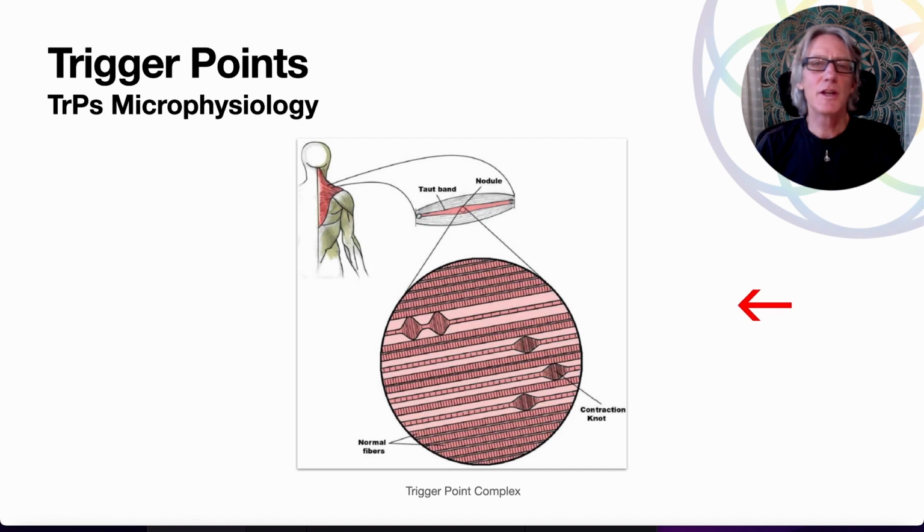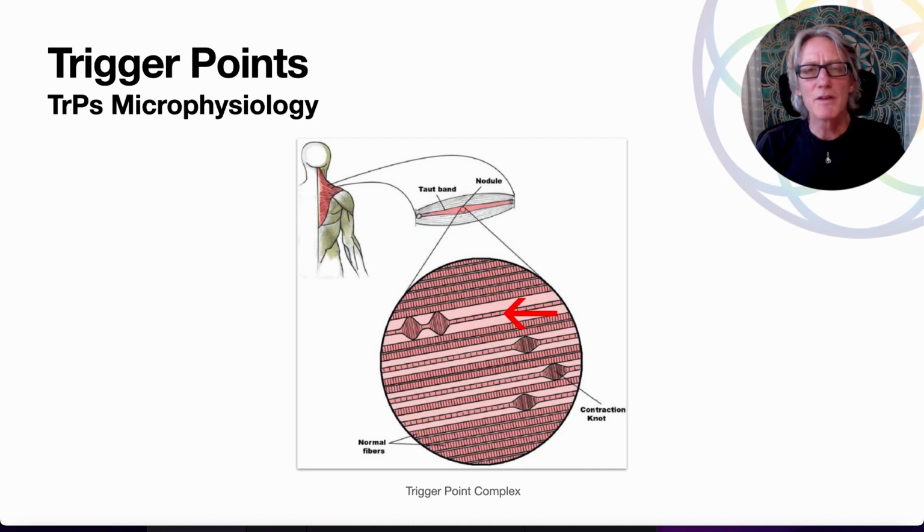So here's an example. Here's our upper trapezius muscle. Here's a picture of a taut muscle fiber, and here we're getting a very close-up glimpse of it. You have muscle fibers, and then the individual contractile units of a muscle fiber are called sarcomeres.